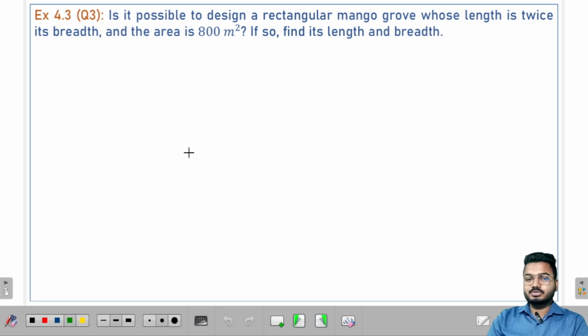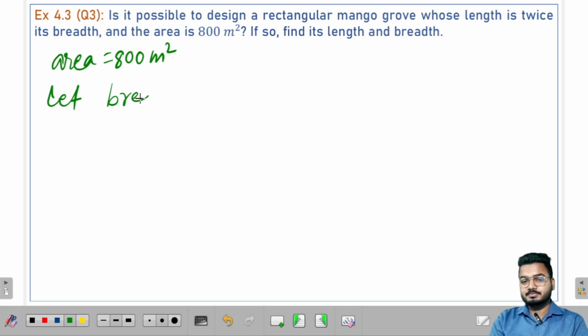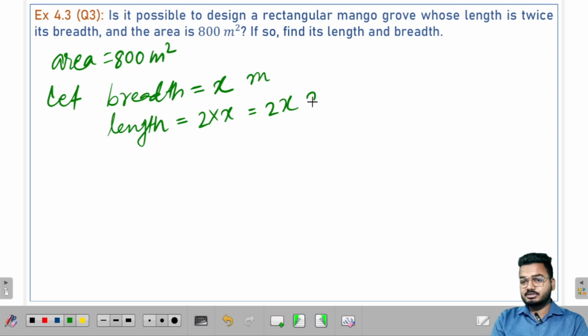So the first question of today's class is: is it possible to design a rectangular mango grove whose length is twice its breadth and the area is 800 meters square? So area is given as 800 meters square and whose length is twice its breadth. So let breadth be x. So what will be its length? Twice of the breadth, that is 2 into x. It will be 2x. Okay, this is in meter, this is also in meter.